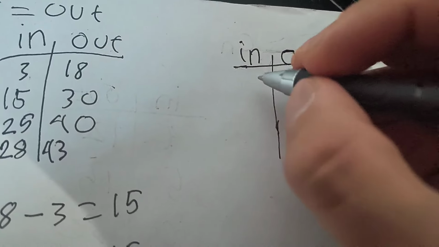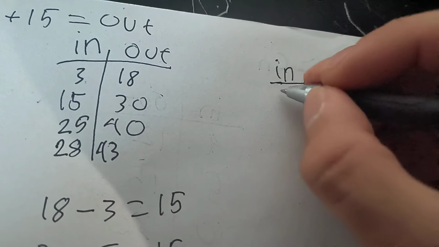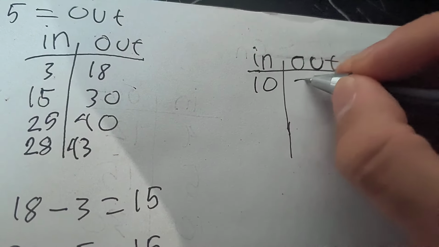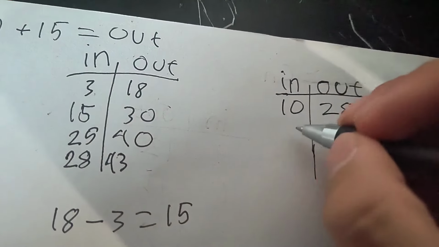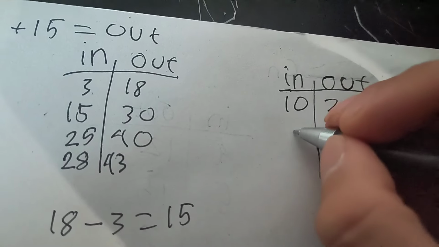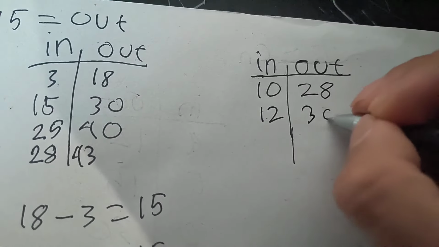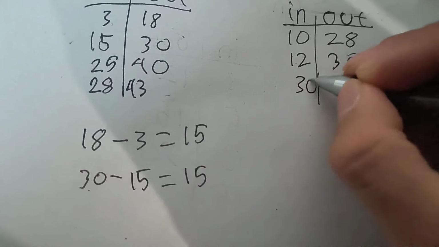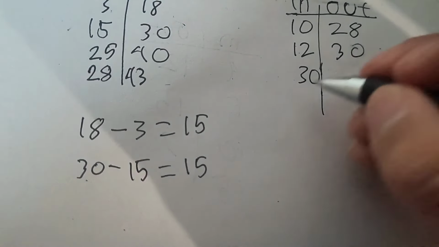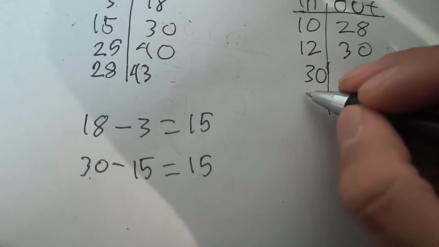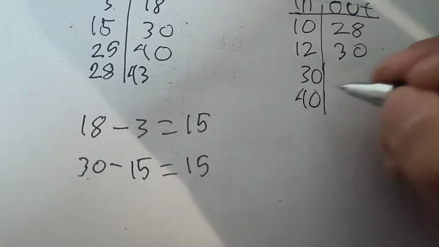And this one gives us 10, 28, 12, 30, and then we won't figure out this one. And then let's find 40.